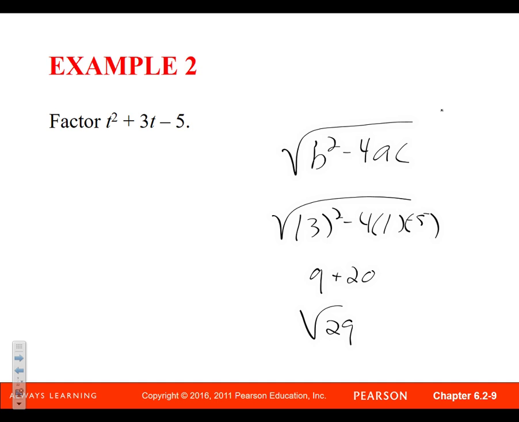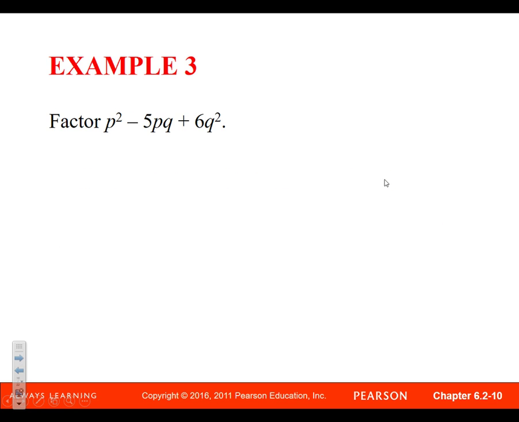Okay? And that's all I have to do. I know that there is no whole number square root of 29, so this can't be factored. Cool? Simple enough? All right, let's move on. Remember the discriminant. Oh, what about this?